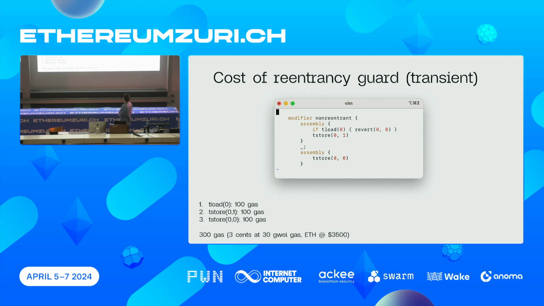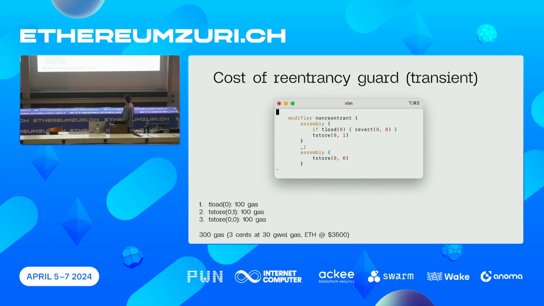And so this is pretty much the same logic. We check that it's not set, we check that it's 0, we set it to 1, we execute the code, and then we set it back to 0. And now the cost is very easy to calculate. It's just 100 for the first TLOAD, 100 for the second TSTORE, and 100 for the third TSTORE. And this ends up being 300 gas, plus the overhead of everything, of course.